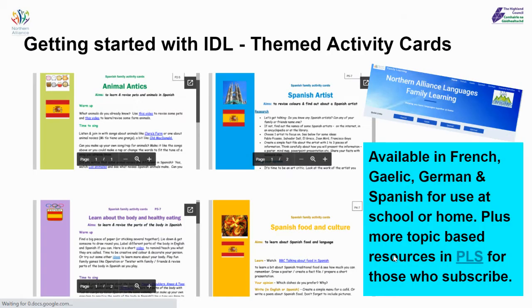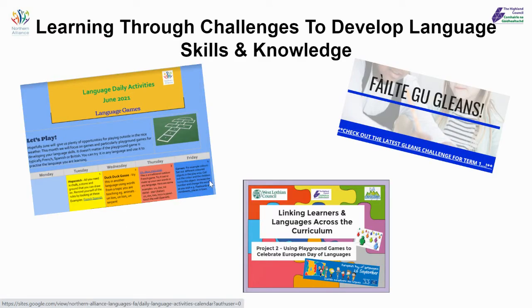We've got on the Northern Alliance Family Learning site, we've got daily activities calendars for each month with suggested activities that you could try. And we've got, linking in with that, a book here that links these ideas for language games and gives you suggestions for how you could link up with literacy and outdoor learning, and digital literacy. So using different apps to evidence and celebrate the learner's work.